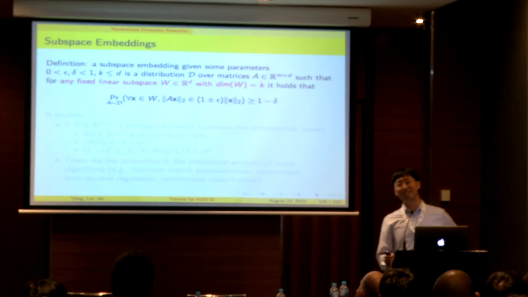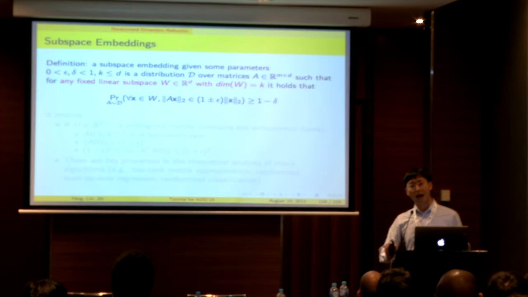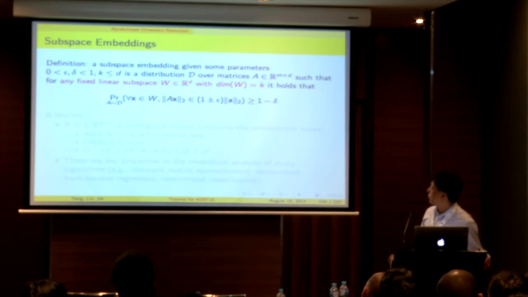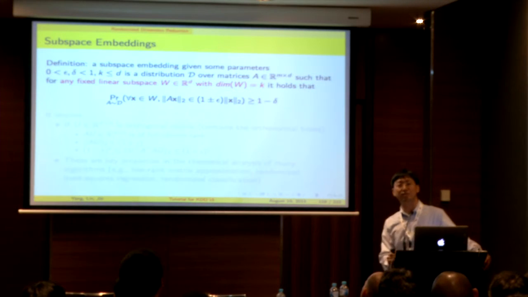So it means that if you want to find the orthonormal basis, at most you can find K independent basis vectors. Okay, so we want the A matrix to satisfy this property to guarantee that for any vector from this subspace, its Euclidean norm will be preserved within this accuracy, with high probability. If A satisfies this property, it is called a subspace embedding.